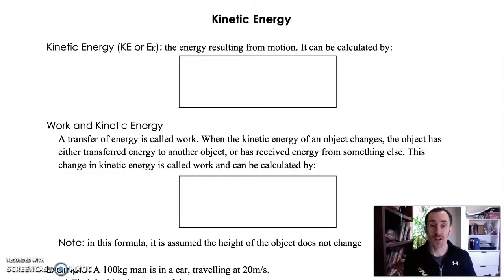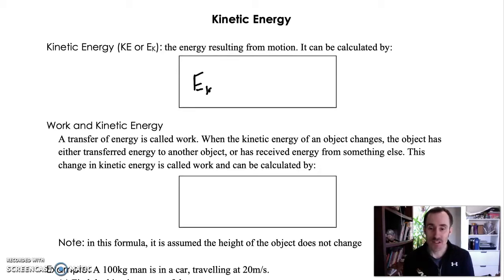Our previous topic was work, and we said that work was force times displacement, but also that it represented a change in energy. And the first type of energy that we're going to talk about today is kinetic energy, or the energy of motion.